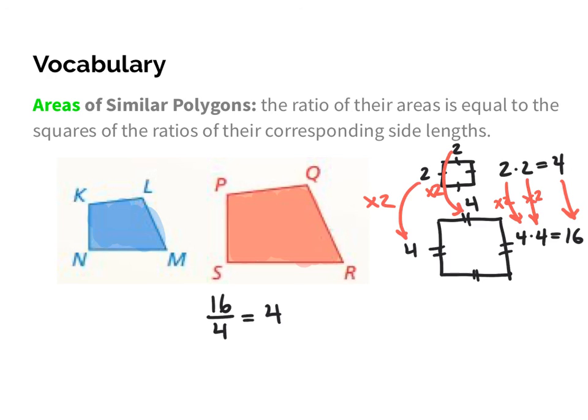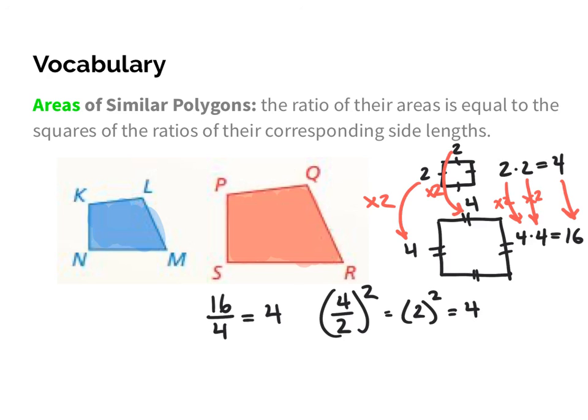In math, anytime we're multiplying by the same thing more than once, in this case twice, that means we're squaring it. So if I find the ratio of two sides, let's say 4 to 2, I'm going to take that ratio and square it. If you follow the math, 4 divided by 2 is 2, and if I square that, I get a scale factor of 4.